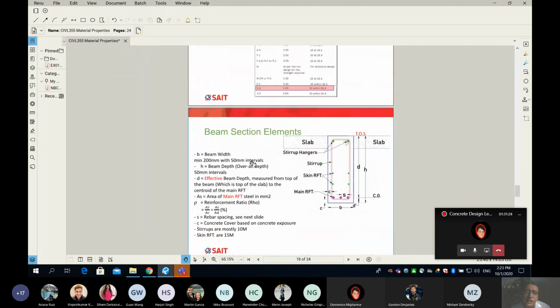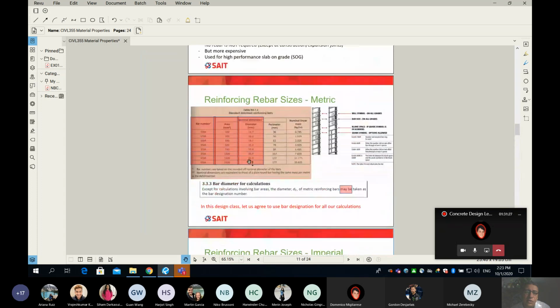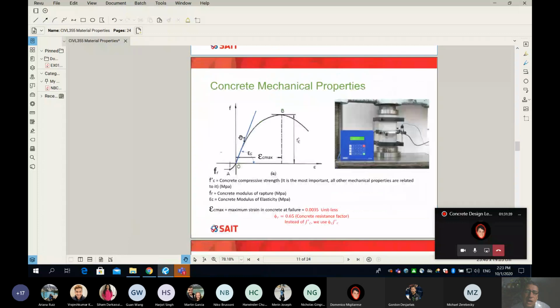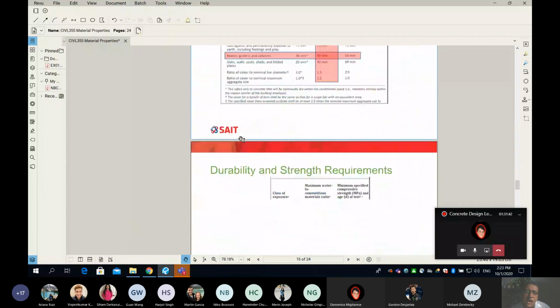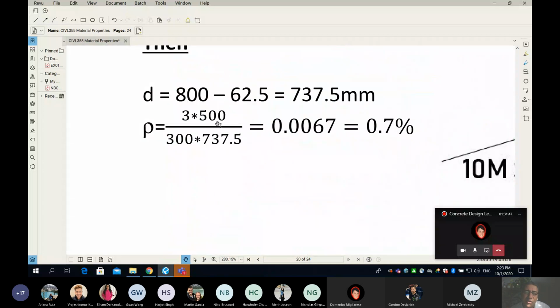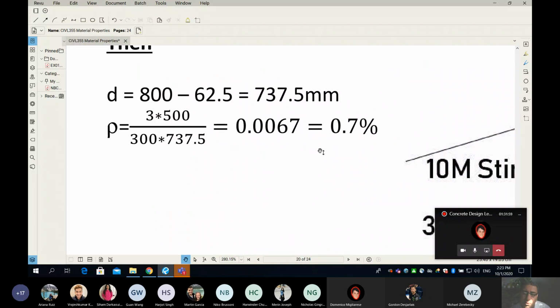I'll go to the table very quickly here. So I'm referring you to this table. Anytime you wonder what is the area of 25M, you go to this table. So 25M, each has 500 millimeter square. Since each one has 500, the 3 will have 1500. So 3 times 500, this is the area of the steel. You divide by the width of the beam, you divide by the effective depth of the beam, and you get 0.0067. And we always express the reinforcement ratio in percentage, and this number in percentage is 0.7%.